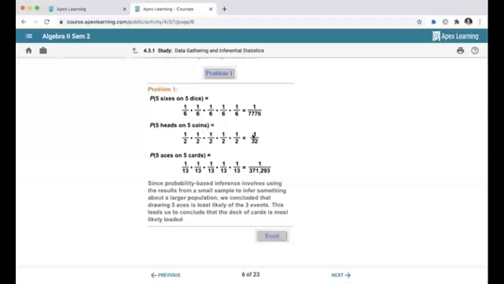So if we had to make a conclusion about which one's least likely to happen, obviously it's going to be the 5 aces on 5 cards here, because it's saying you have a 1 in 370,000 chance of doing this. So this most likely is indicating a deck of cards that's loaded, a cheating deck of cards.